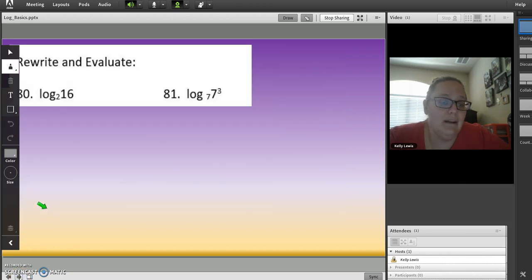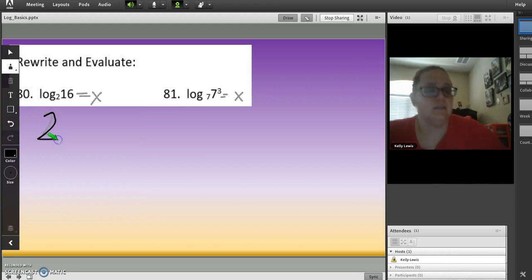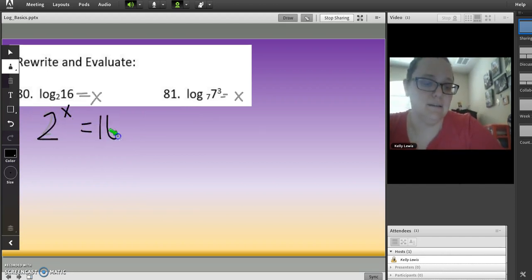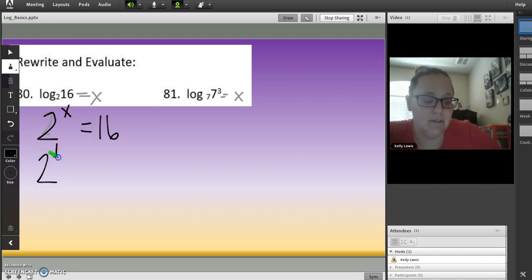So we're going to rewrite and evaluate, and if it makes you feel better, just write equals x, and we can figure out what it simplifies to. First, let's rewrite it. 2 to that x equals 16. So we need to figure out 2 to what power is 16. 2 times 2 is 4, not 16. 2 times 2 times 2 is 8, not 16. 2 times 2 times 2 times 2 is 16. So 2 to the 4th is 16. It means that x is 4.